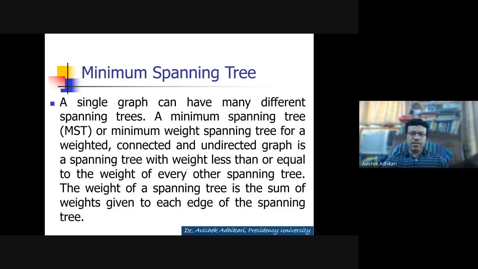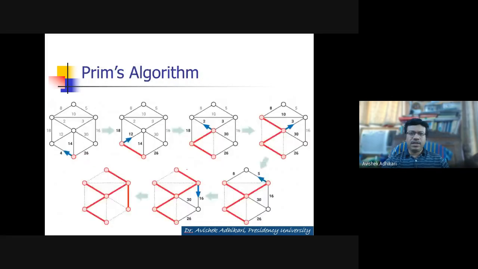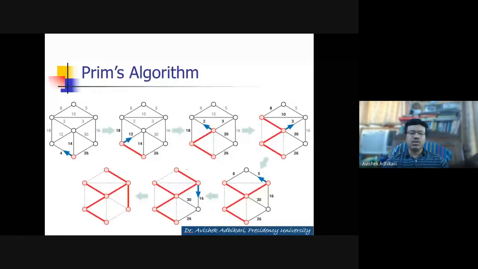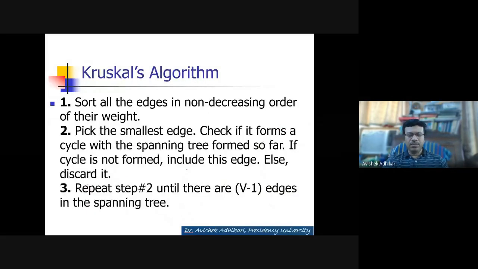So that's Prim's algorithm, and then there is another algorithm that is known as Kruskal's algorithm. What it says: sort all the edges in non-decreasing order of their weights. You can understand that there is some weight on every edge. Then sort the edges in a non-decreasing way. What do you mean by non-decreasing? It may be a constant or it may be monotone. So non-decreasing order of their weights.